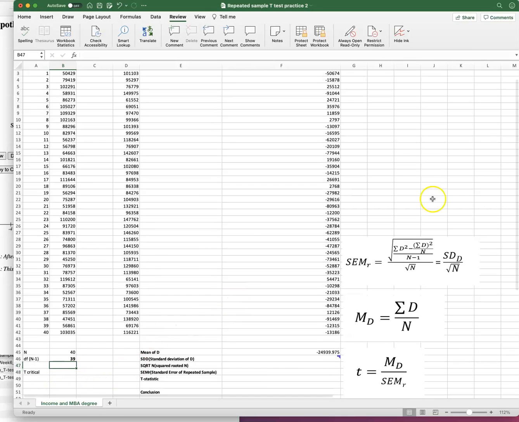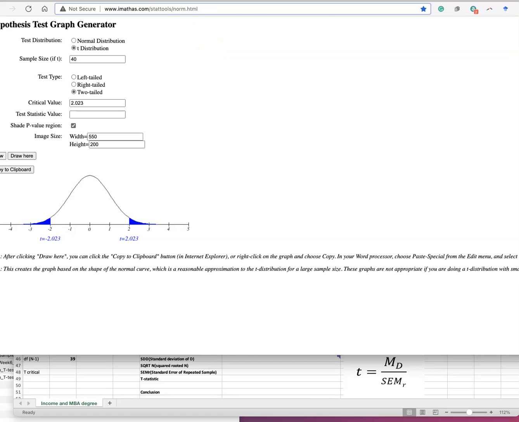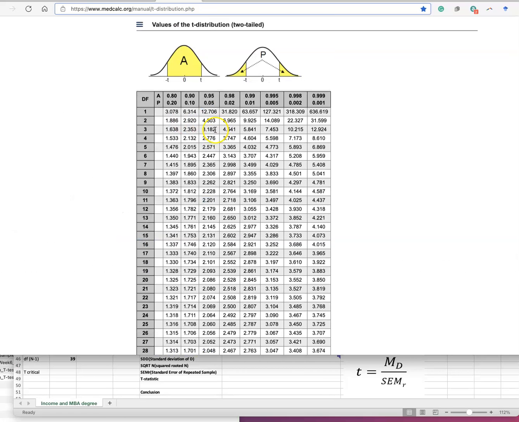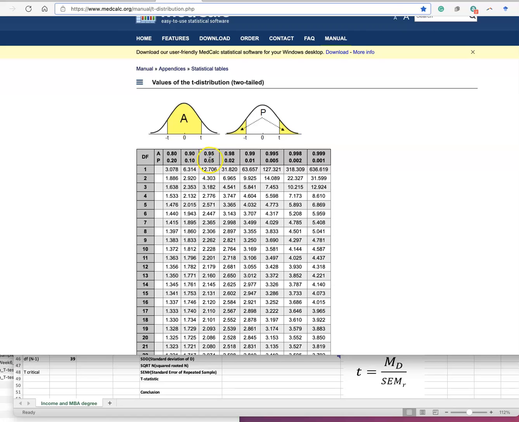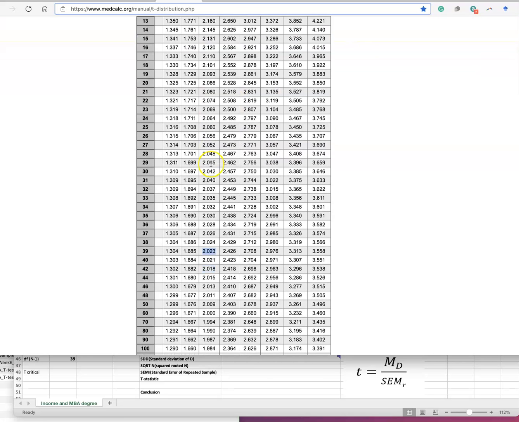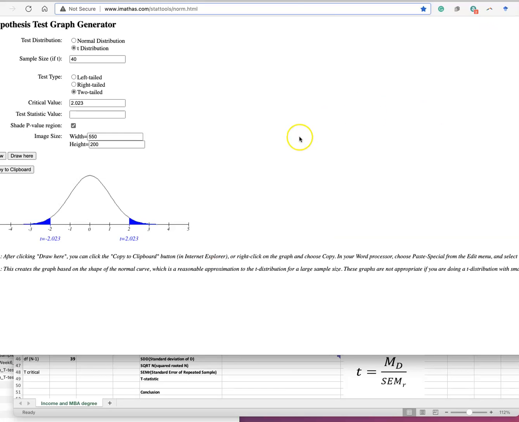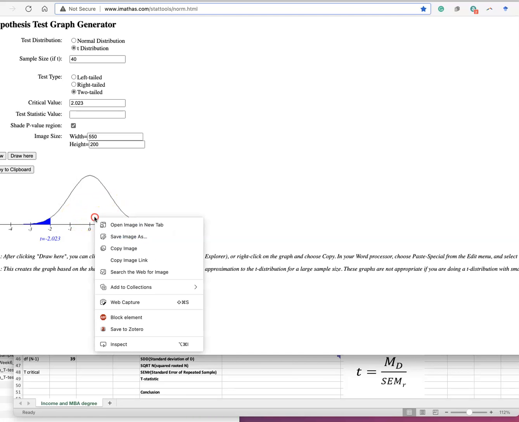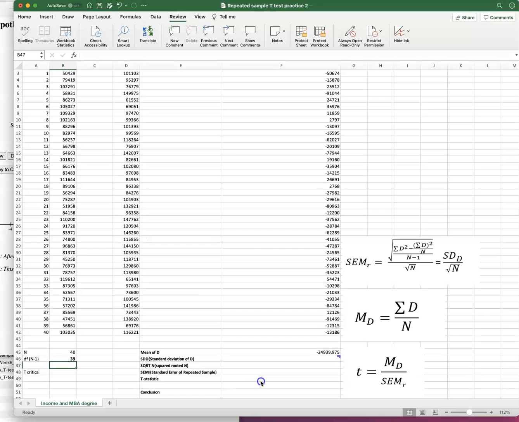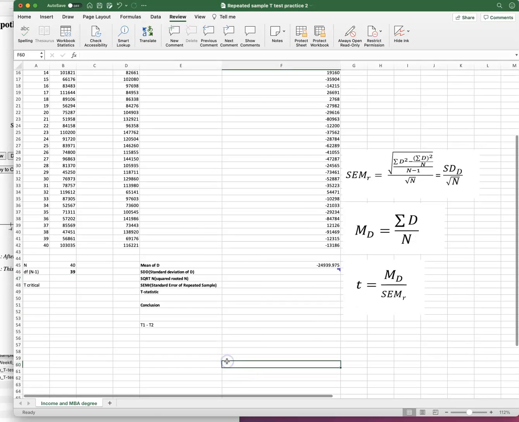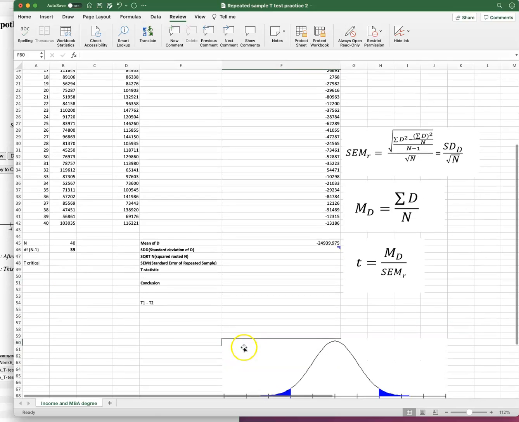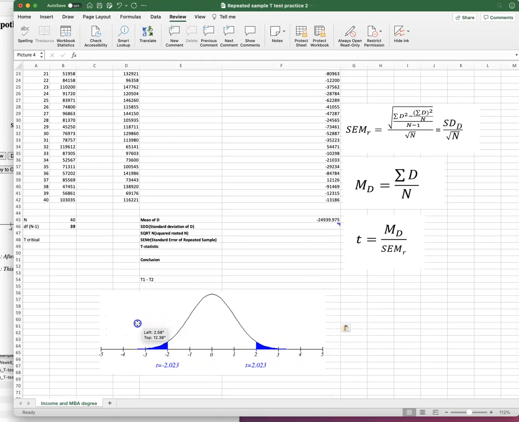So we can find the t critical in this table. We know that we are using the 0.05 as the column, and then 39 is here. So 2.023 is the t critical, and you might see this is the graph. Maybe I can try to put it here. Okay, so this is our t critical.